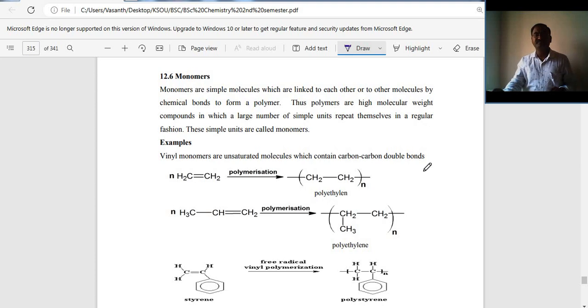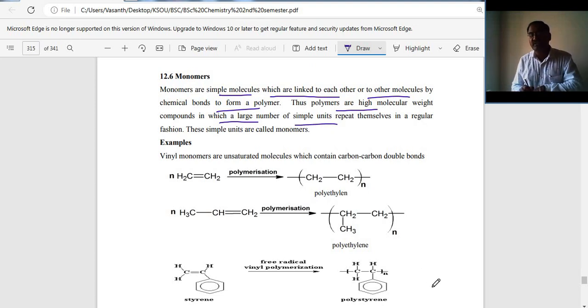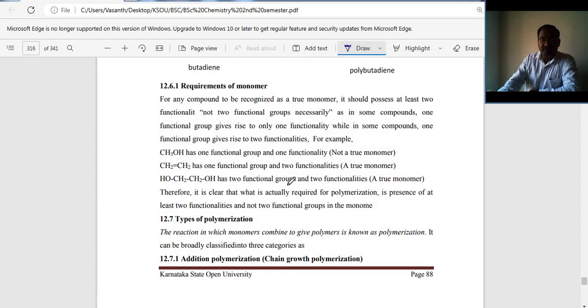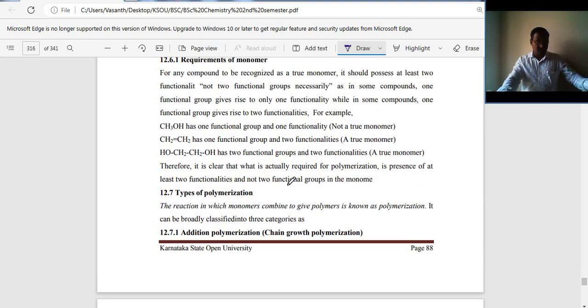What is a monomer? A monomer is the simplest unit or simple molecule present in a polymer. Monomers are the simple molecules which are linked to each other or to other molecules by chemical bonds to form a polymer. Thus, polymers are high molecular weight compounds in which a large number of simple units repeat themselves in a regular fashion. These are all examples of monomers. What are the requirements of a monomer?